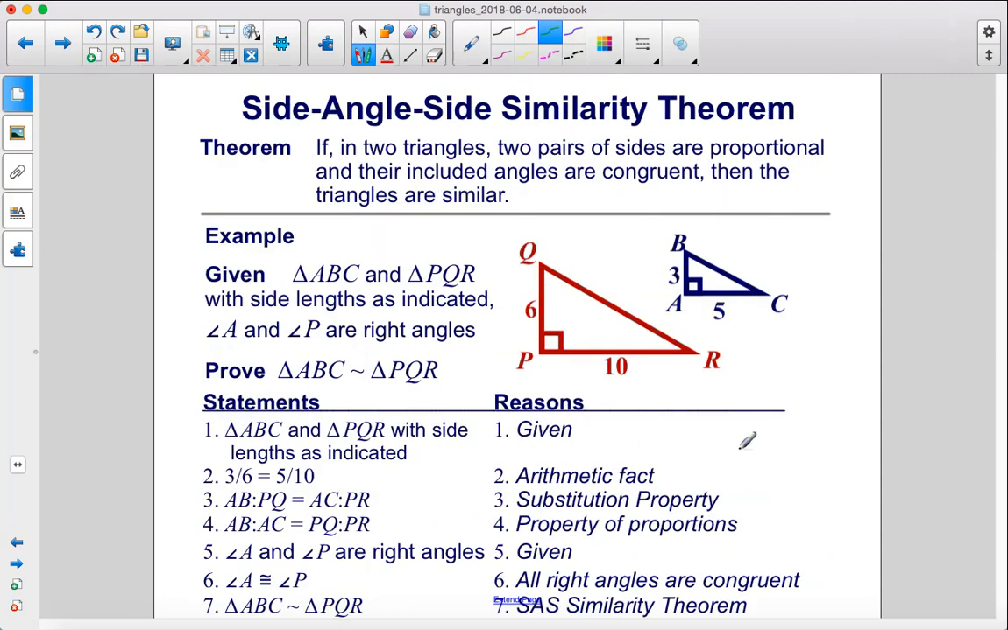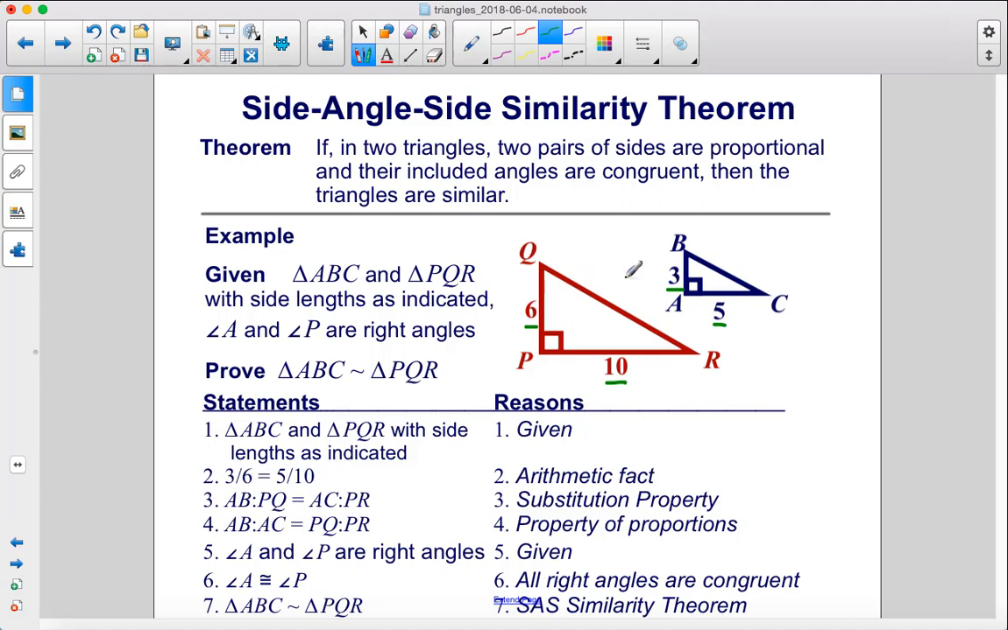Here's a proof for the side-angle-side similarity theorem. Given triangle ABC and triangle PQR with side lengths as indicated, where angles A and P are right angles, prove that the two triangles are similar. Alright, so we're given the two triangles with side lengths. It's an arithmetic fact that 3 over 6 equals 5 over 10. We can substitute in the names of the segments instead of just the values of their lengths.